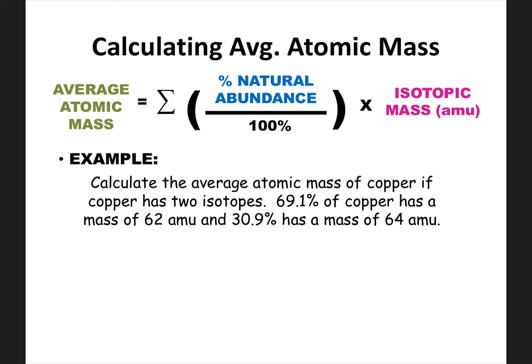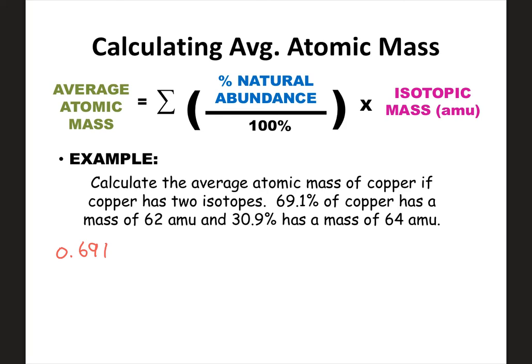So according to the equation, I need to take the decimal form of the percent and times it by its mass for every isotope. So let's look at one isotope at a time. Let's look at the first one here. It says 69.1% of all copper has a mass of 62. So first thing we need to do is get the decimal form of the percent. So 69.1% as a decimal, you're just going to move the decimal 2 spaces to the left, is going to be 0.691. I don't need to see you do that. You don't need to show your work for that. Just take the percent, move the decimal 2 spaces to the left.